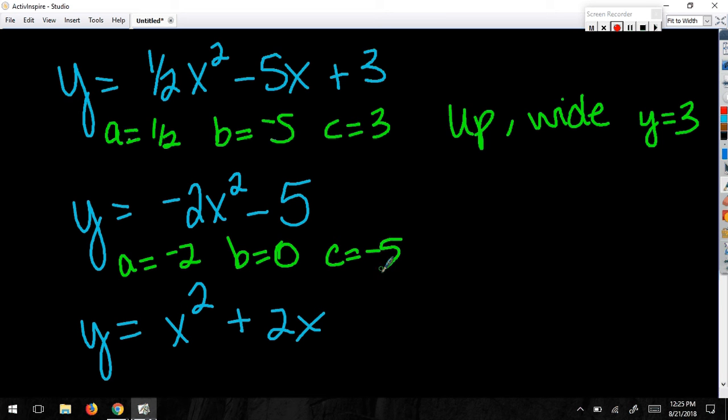Up or down? Down. Why? It's a negative, so it goes down. How about skinny, wide, or average? Skinny. That 2 is getting bigger than 1, so it's going to shrink it in. How about the Y-intercept? Negative. Somebody said it quietly. -5.